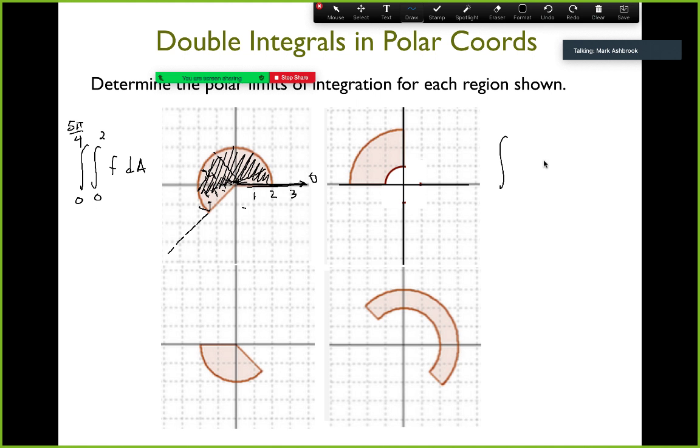How about this one? R goes from what to what? From 1 to 3. Yeah, so now think about your archer standing at the origin. Your archer stands at the origin and fires arrows straight out from the origin. The distance away that it pierces in is your lower limit of r. And the distance away that the arrow leaves the region is your upper limit. So 1 to 3. And then from what to what angle? Pi over 2 to pi.